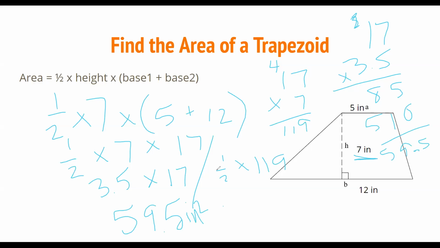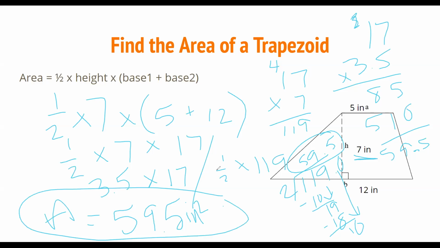Or if you divide 119 by 2, 2 goes into 11 5 times, which gives you 10. Subtract and get 1, and then 2 goes into 19 9 times. 9 times 2 is 18. Subtract and get 1, and add a decimal and a 0. Then 2 goes into 10 5 times, and then you're done. So you get 59.5 as well. So your area of the trapezoid is equal to 59.5 inches squared.